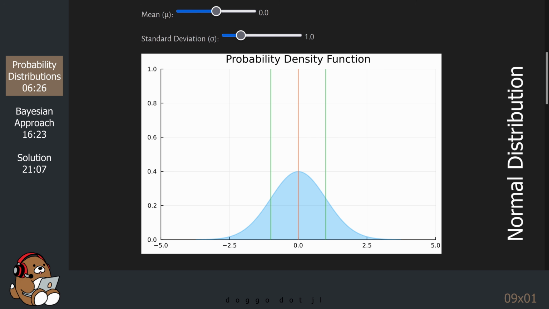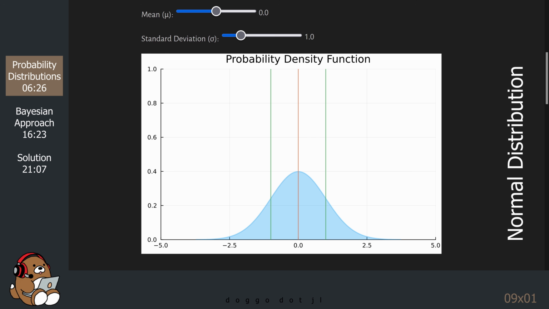In the plot, the mean is represented by the orange vertical line. The standard deviation, denoted by the lowercase Greek letter sigma, determines how wide the distribution is spread out. In the plot, the standard deviations are represented by the two green vertical lines. The green line to the right of the mean is the positive standard deviation, and the green line to the left of the mean is the negative standard deviation.